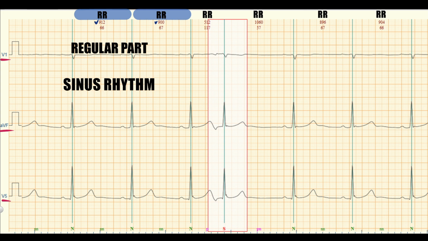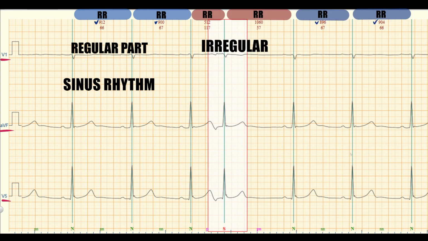After this, we see a complex which appears earlier than the usual sinus complex and makes the rhythm irregular in this part. Look closer at this complex. It has a negative P-wave with unchanged QRST.